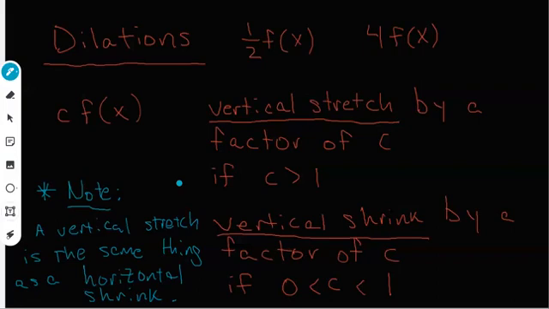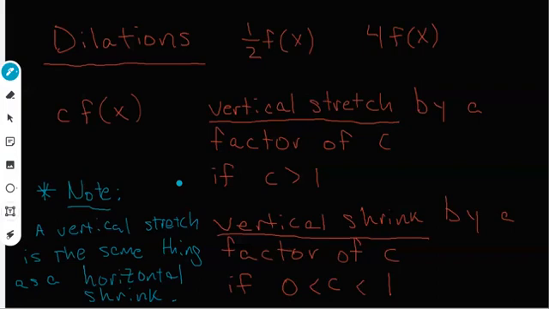You could do it the other way. A vertical shrink is the same thing as a horizontal stretch. So they're kind of opposites in that way. A vertical stretch is the exact same thing as a horizontal shrink. So I'll just leave you with that.